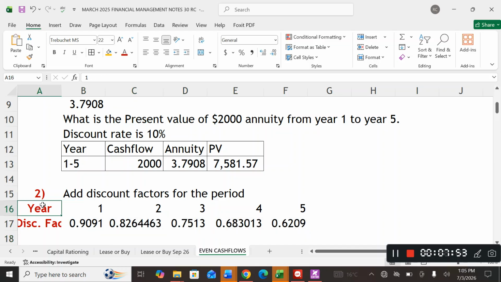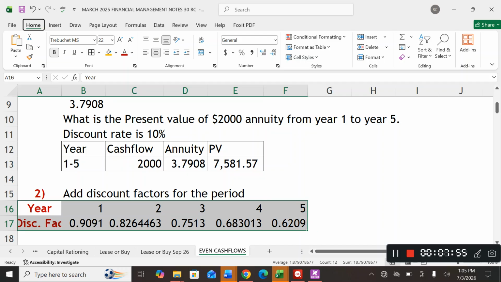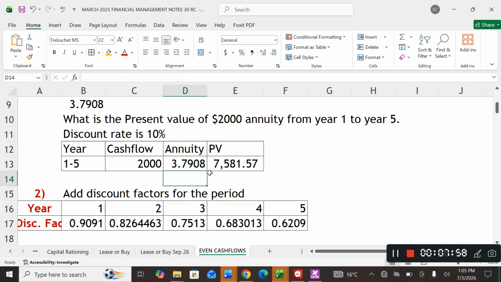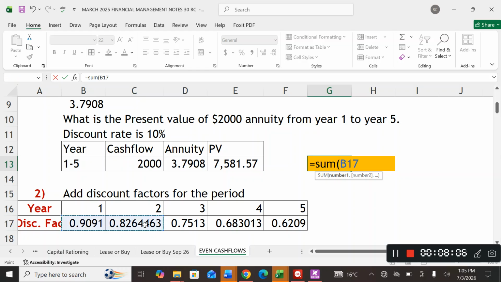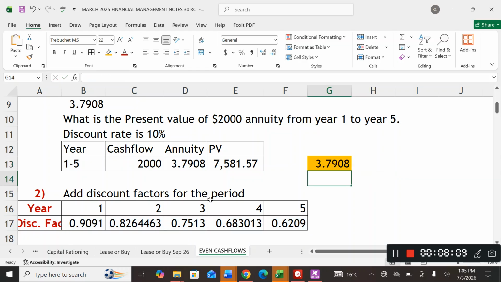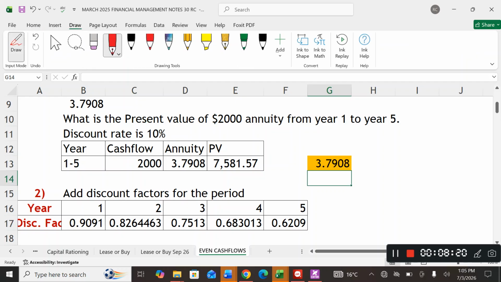So if I'm able to do this, it means that the annuity factor that I have here, if I add all the discount factors from year 1 to year 5, I still get 3.7908. That's what I still get here. So if you check here and there, this is the same. So if you are not comfortable calculating your annuity directly, you can also make use of this table here.